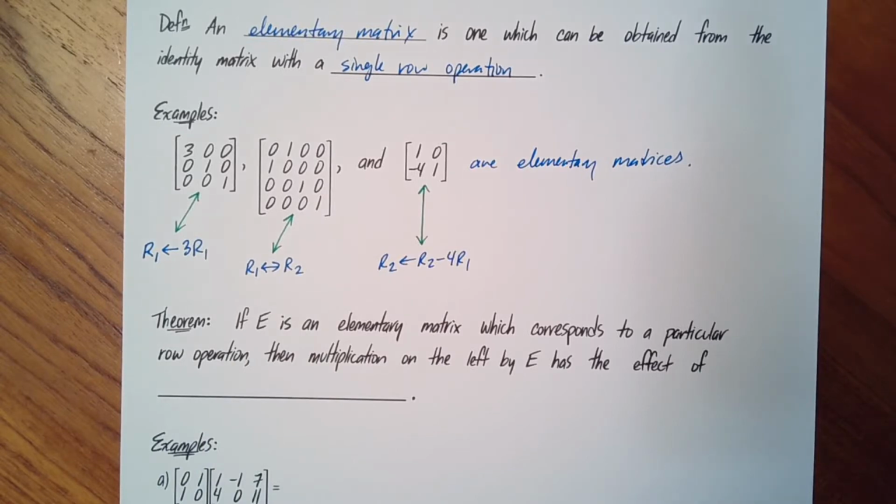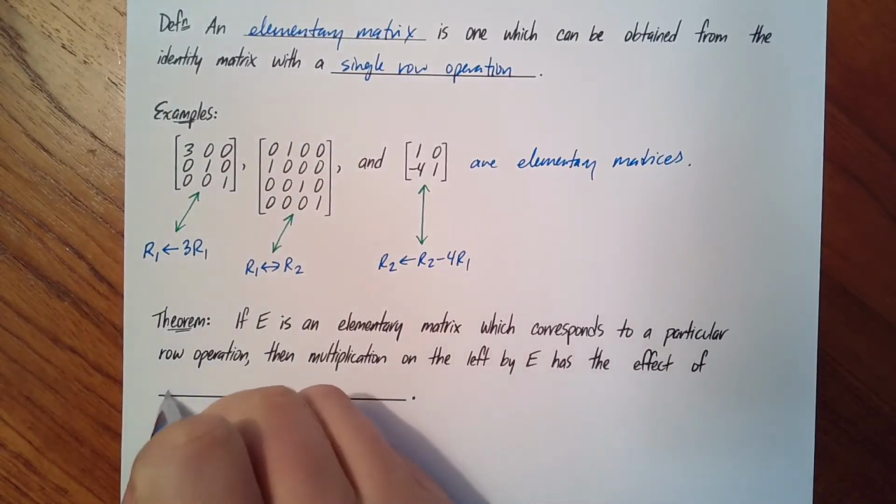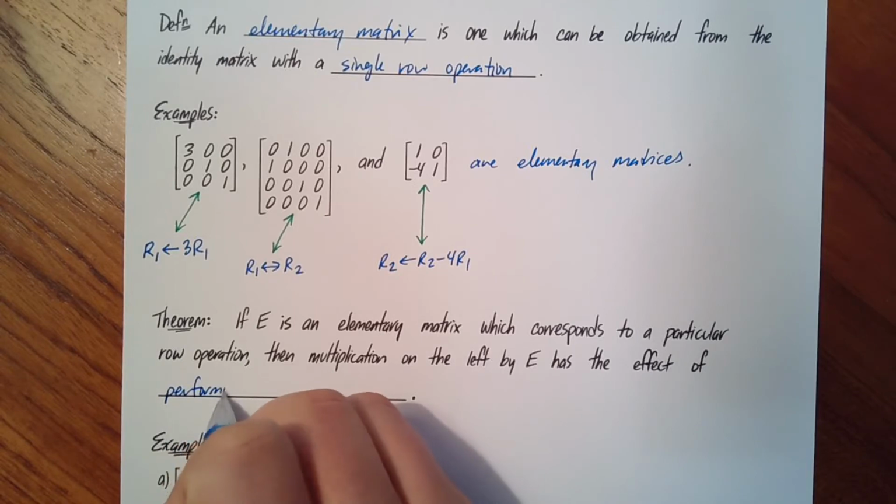So let's say we've got an elementary matrix E, it's got to correspond to some row operation. Well, what happens if you multiply some other matrix A, let's say, on the left by the matrix E? What it's going to do is just perform that row operation on the matrix A. And that's the neat part. That's the cool part about elementary matrices, and really, it's a cool feature of matrix multiplication. It's designed to work this way. So how do you finish this off? Multiplication on the left by E has the effect of performing that operation.